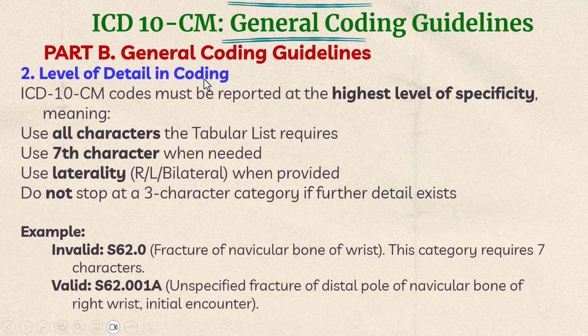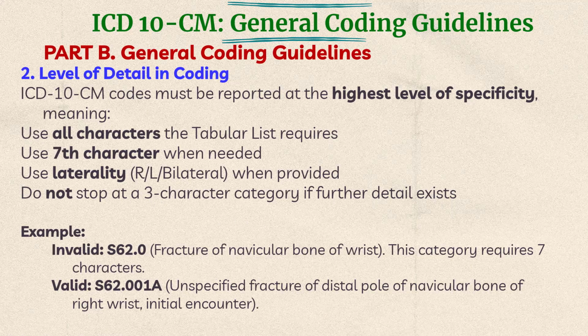Number 2. Level of detail in coding. ICD-10-CM codes must be reported at the highest level of specificity. It means you have to use all the characters the tabular list requires. Use 7 characters when needed. Use laterality such as right, left, or bilateral when provided. And do not stop at a 3-character category if further details exist.